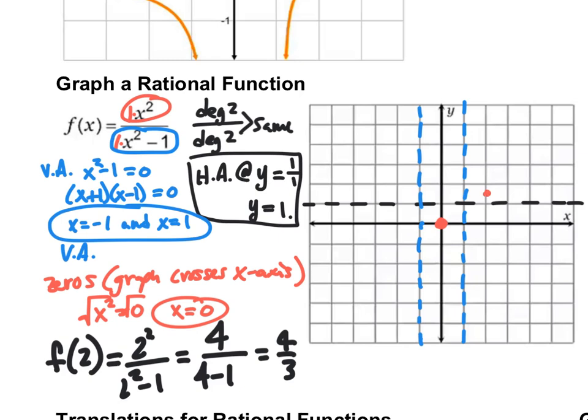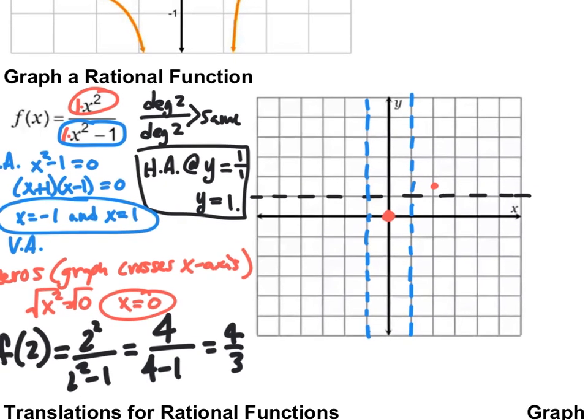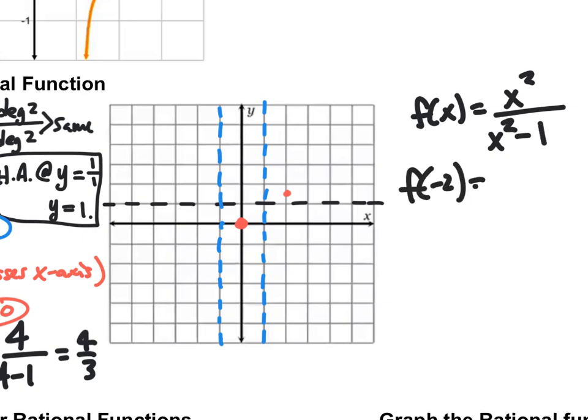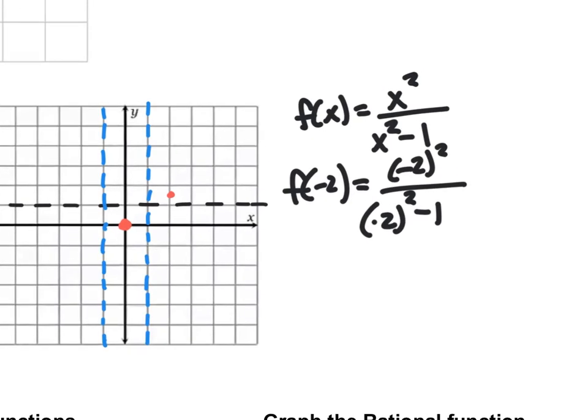And then let's plug in, say, negative 2, and see what happens. Here's my function, x squared over x squared minus 1. If I plug in negative 2, I get negative 2 quantity squared over negative 2 quantity squared minus 1. And that's going to give me a value of, what do we got?